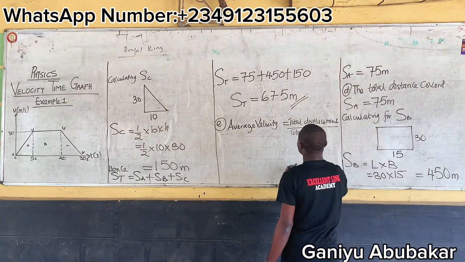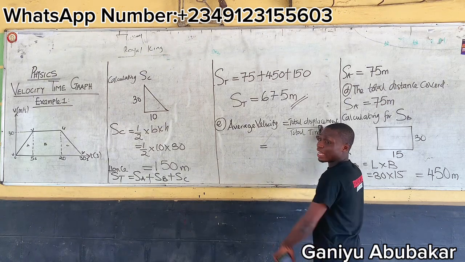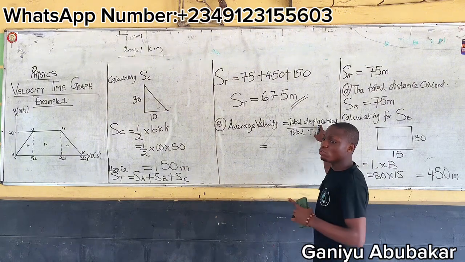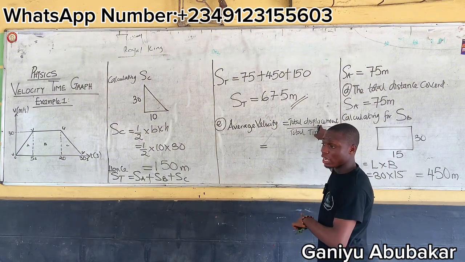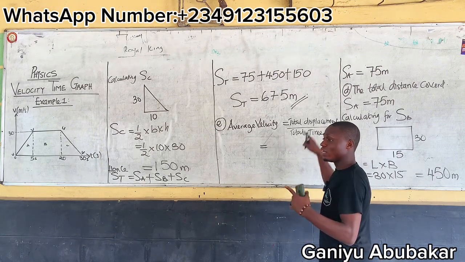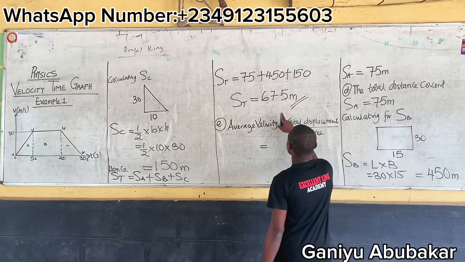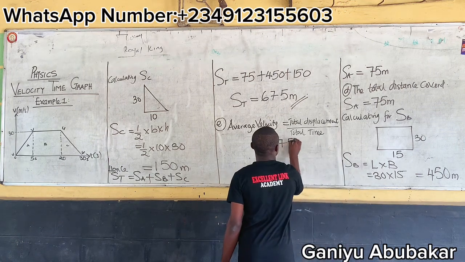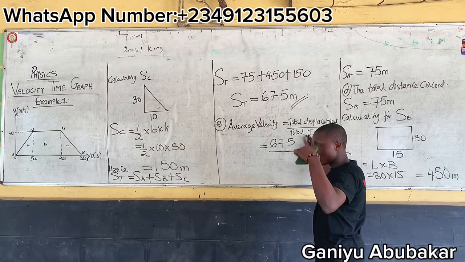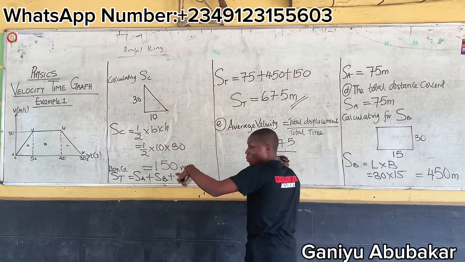Are we there? Please check. What's my total displacement? Total distance is 675. Displacement and distance are used here interchangeably. They are not the same, but I can use them here, vice versa. So 675 over total time. Total time is 30, because I was adding it up when I was doing it.